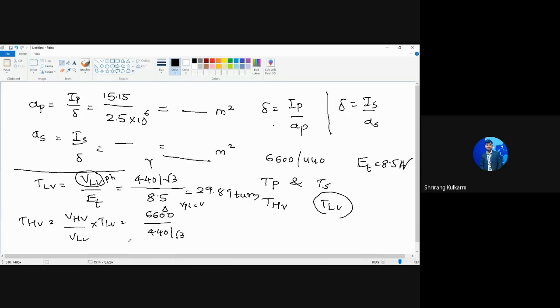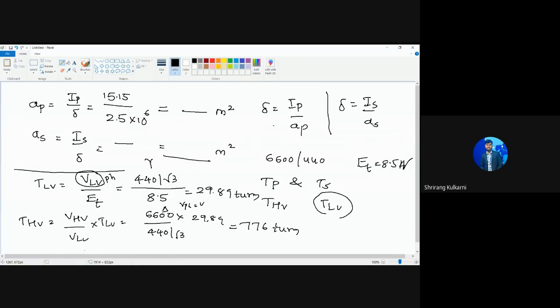But in case of the LV side, which is star connected, we have to convert that. Convert means dividing by root 3. It is 29.89. So at last we will get some value, almost 776 number of turns. So THV we will get.